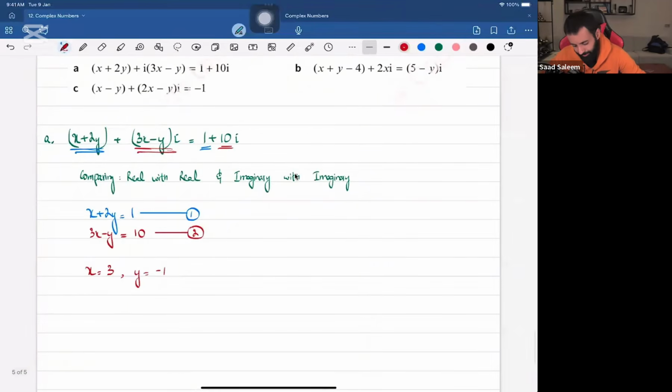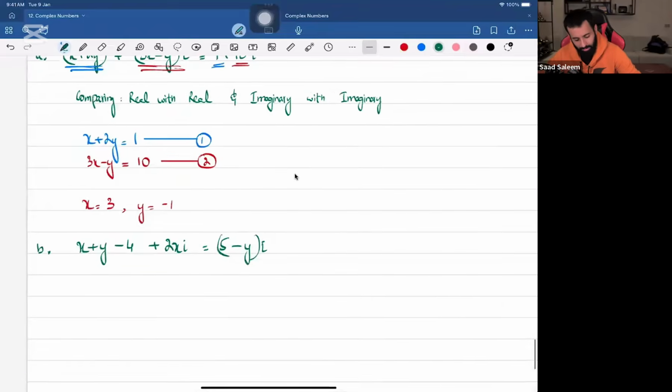I'll do part B, because this was very easy. We didn't really have to do anything. In part B, however, we have to first figure a few things out. x + y - 4 + 2xi = 5 - yi.